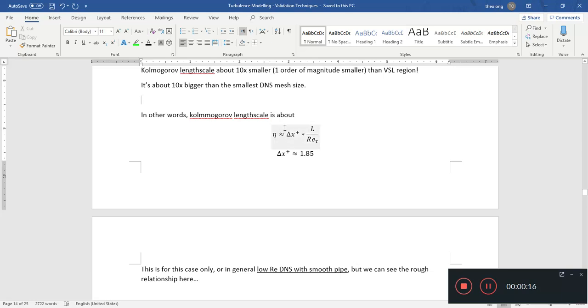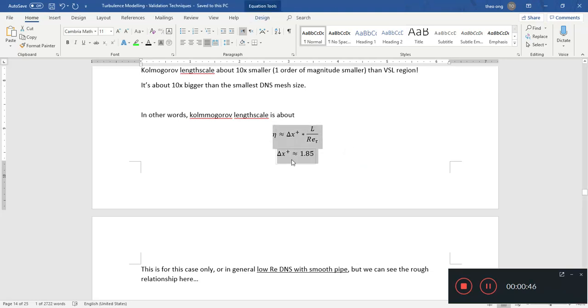So in the last video, we talked about how the Kolmogorov scale is related to the DNS scale, or rather how it's related to near wall units. In terms of near wall units, the Kolmogorov scale is about two near wall units. So usually your smallest mesh size is about 10 to 20 times less than the Kolmogorov scale.